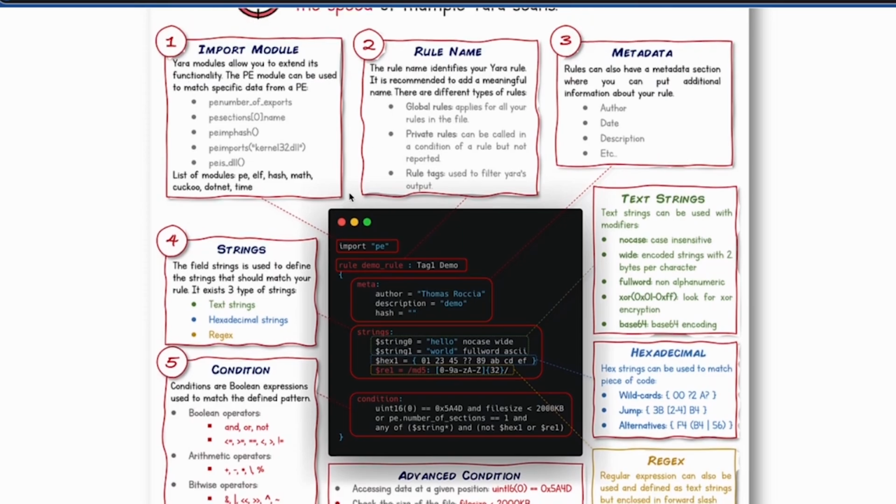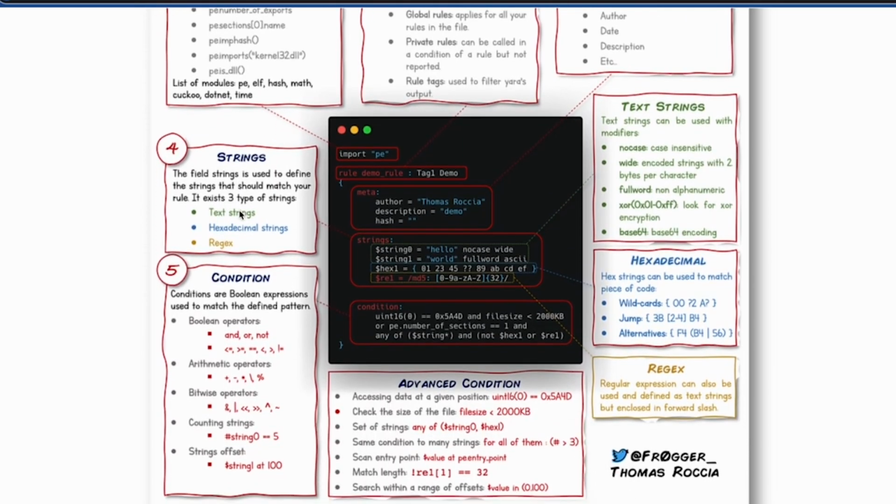And then you have number 4, which is the strings that we're looking for. So we're looking for these strings. String 0 is hello, no case, wide, string 1 is hello, full word, ASCII, and then there's the hexadecimal of all of these different characters. And then the variable itself, you're looking for the MD5 of these things.